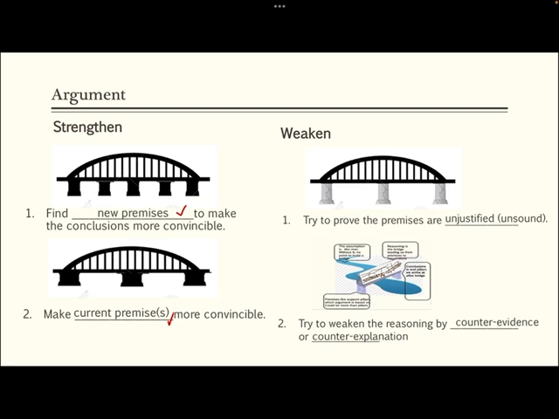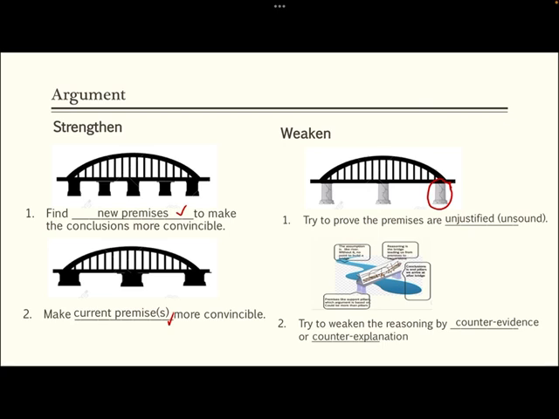On the other side, when we're talking about weakening, it's the same thing. The first thing we can think about is finding the cracks on the pillars, which makes the bridge shaky, which makes your argument not that convincing. So firstly, we can find out the problems or the fallacies. Later on, I will explain what a fallacy is and what might be wrong in your premises. In this way, we can weaken the argument.